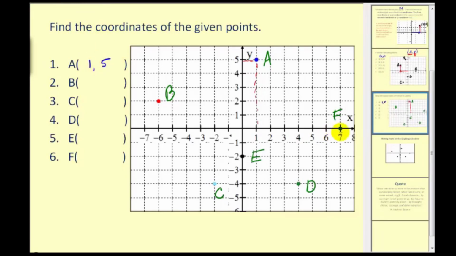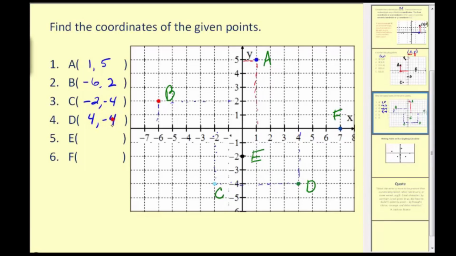We do need to be careful that we list the x-coordinate first. So for point B, the x-coordinate would be negative 6, and the y-coordinate positive 2. Point C, the x-coordinate is negative 2, and the y-coordinate is negative 4. D, the x-coordinate positive 4, y-coordinate negative 4.